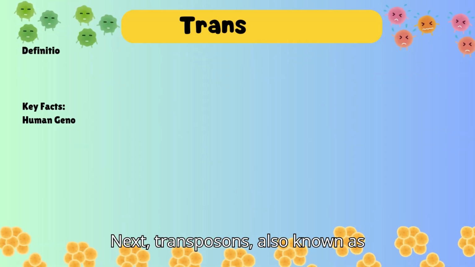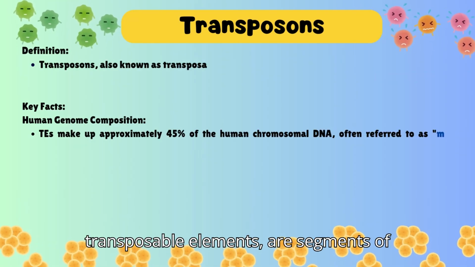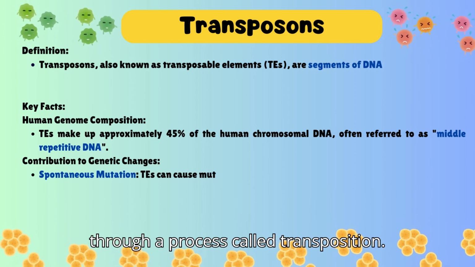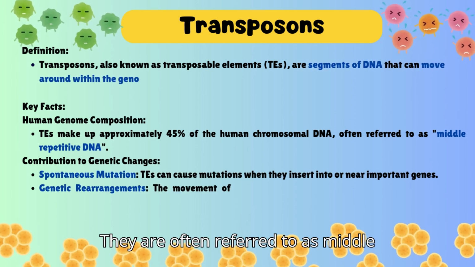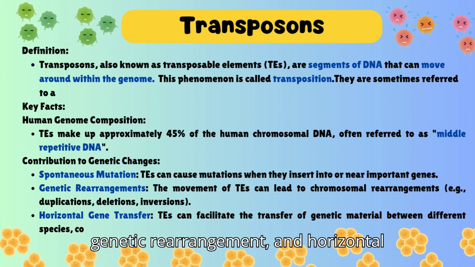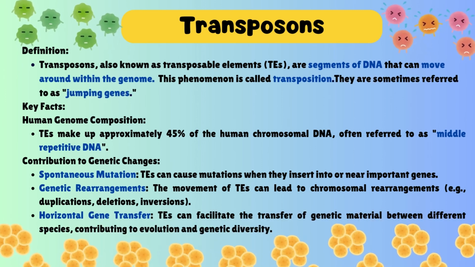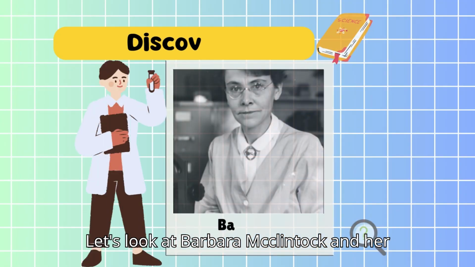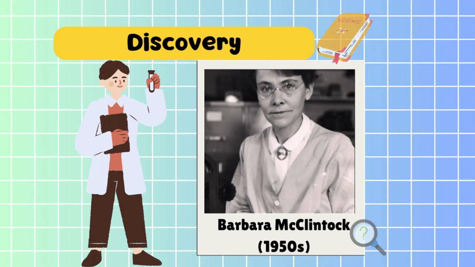Next, transposons, also known as transposable elements, are segments of DNA that can move within the genome through a process called transposition. They are often referred to as middle repetitive DNA, which contribute genetic changes, such as spontaneous mutation, genetic rearrangement, and horizontal gene transfer. Let's look at Barbara McClintock and her discovery of jumping genes.